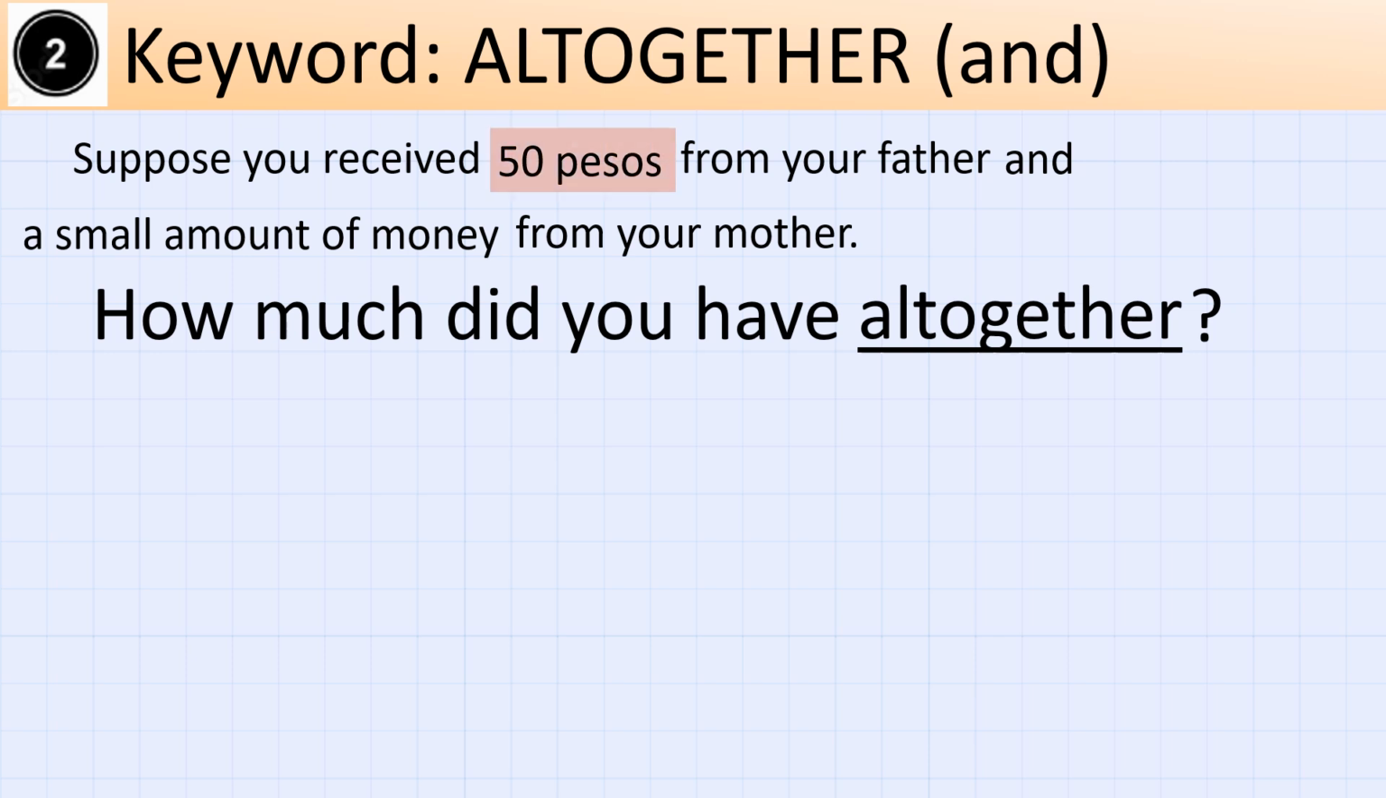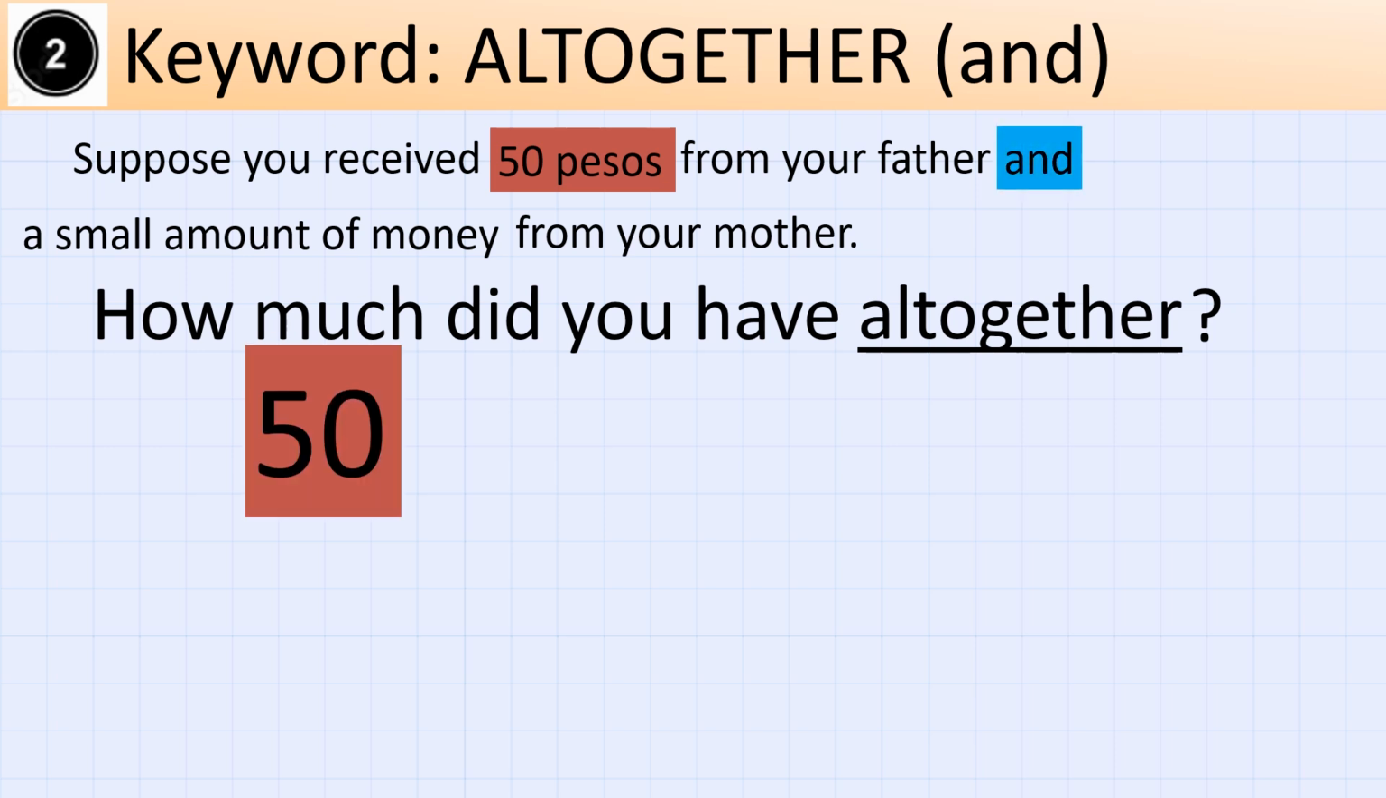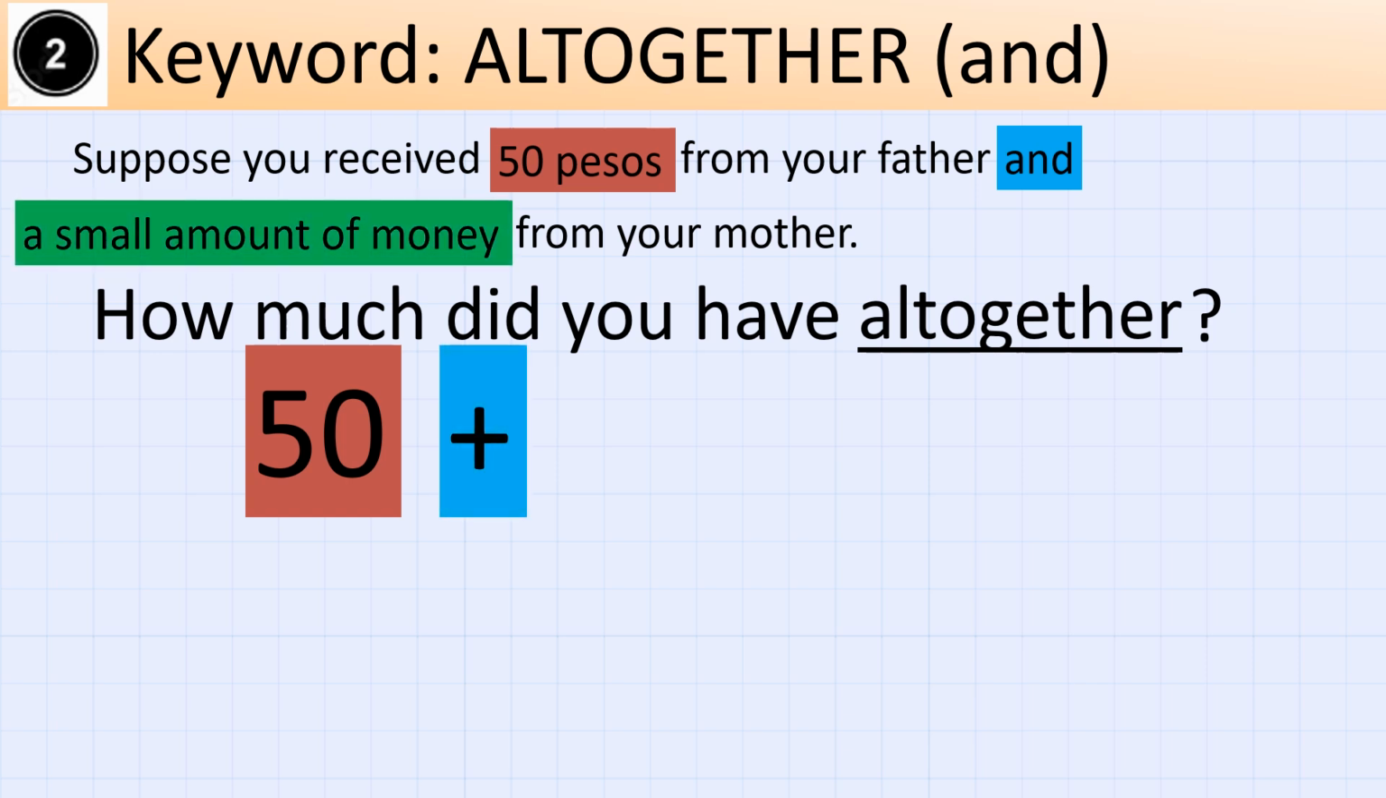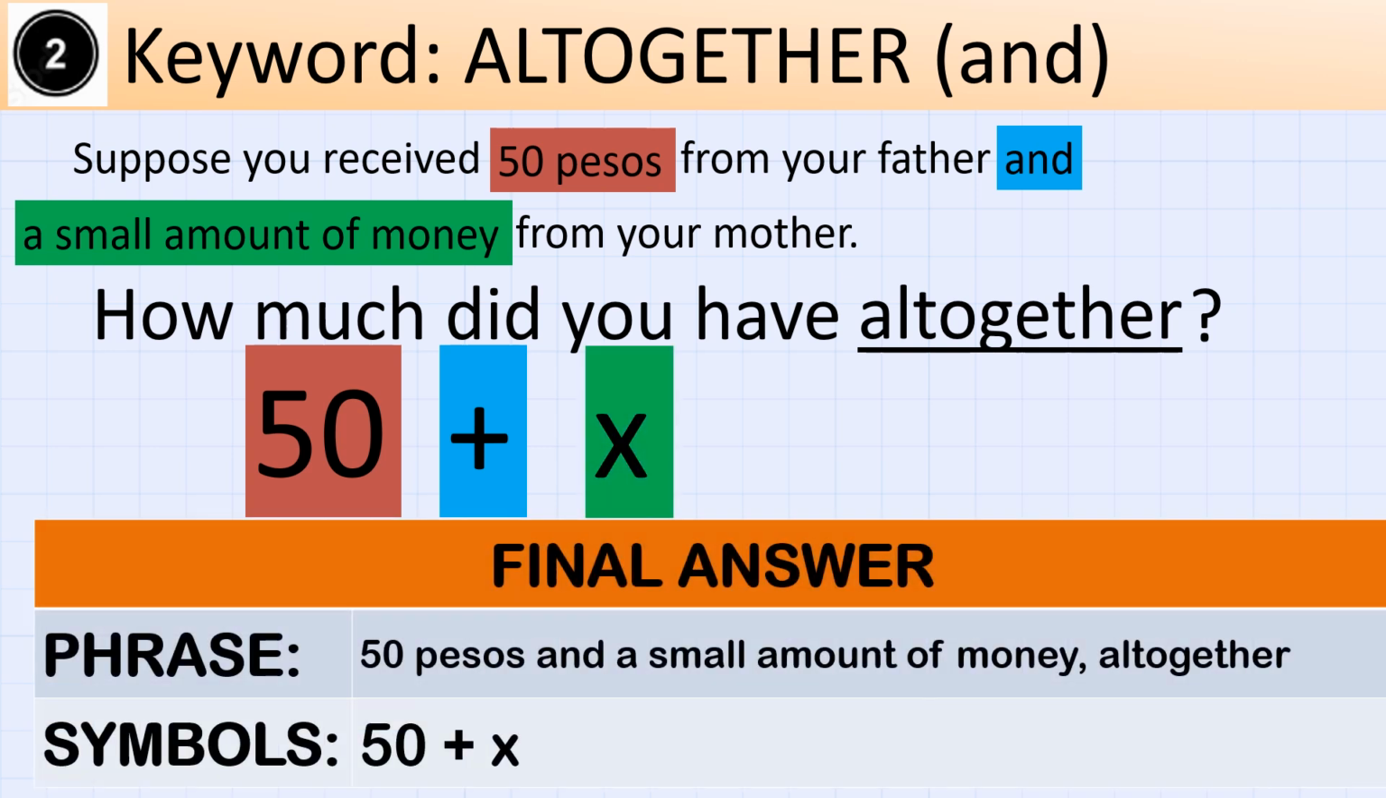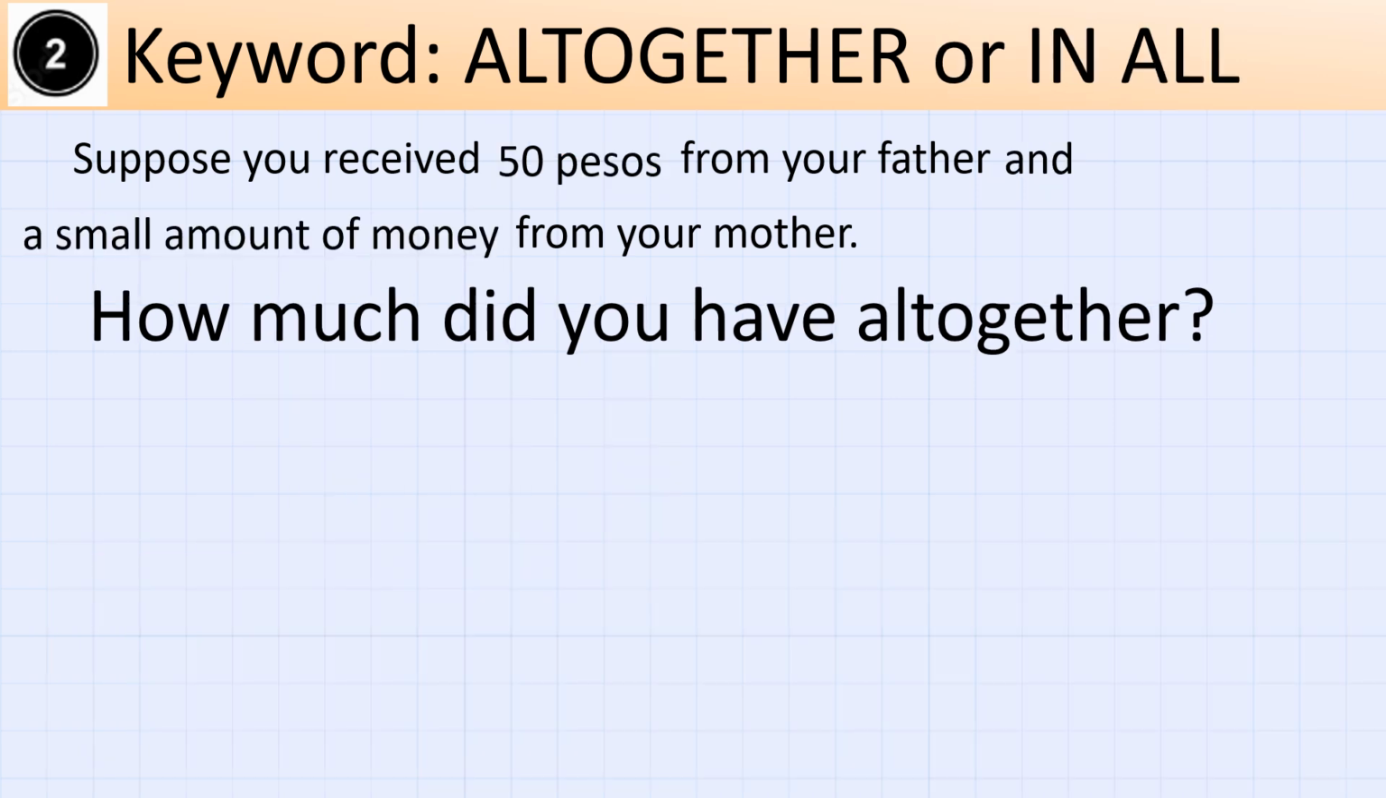We have 50 pesos added to, so we use the word and, and this word will be translated to plus sign, and a small amount of money. Small amount of money can be represented by x. So our final answer now is 50 plus x. Note that the keyword altogether and the keyword in all are the same.